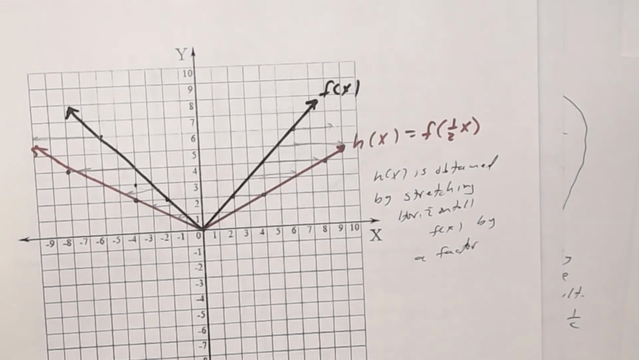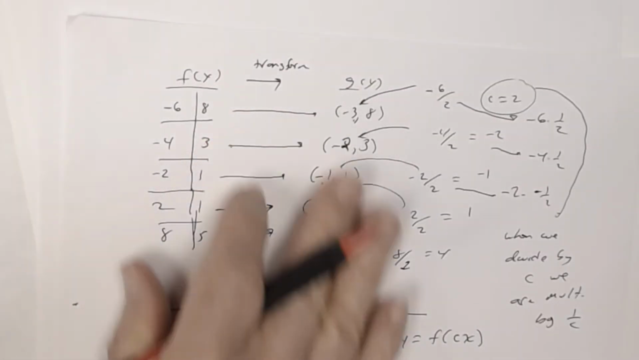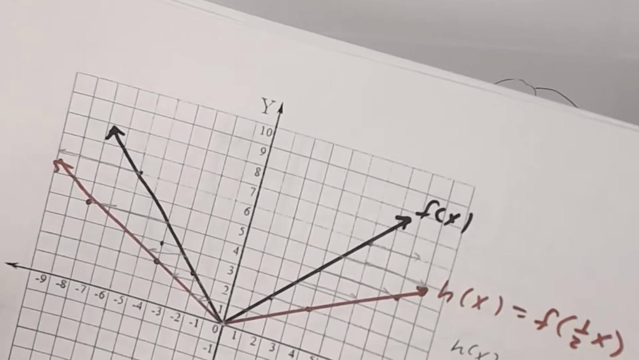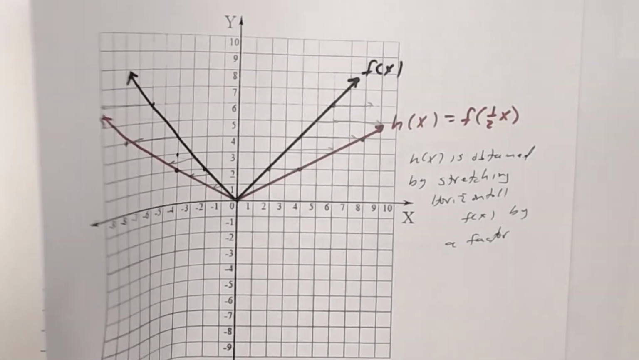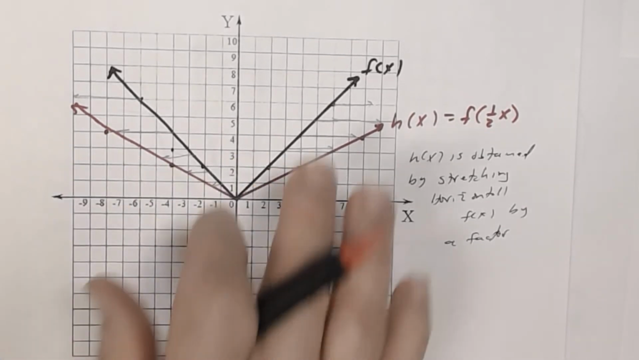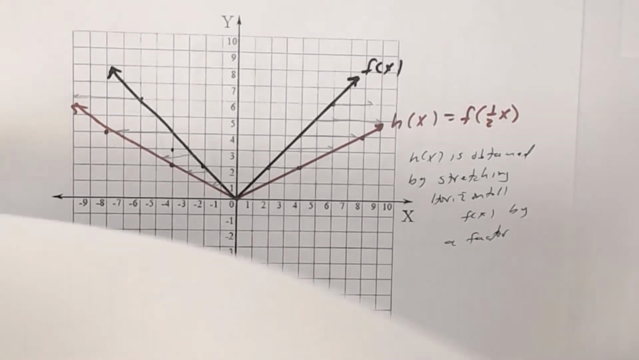This one's f of 1/2 x. Okay, all right. So we're going to do the same thing that we did for the previous problem, meaning that we're going to look at it in terms of these points. So you'll see what's happening. I'm going to go ahead and label and write some points down that are on f of x, the same way I did the previous one.